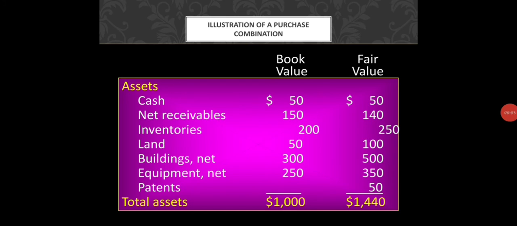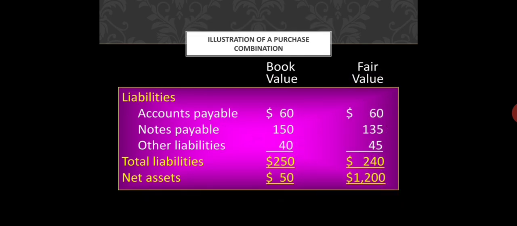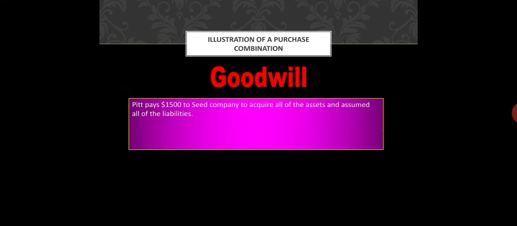Now here we have an example of a business combination. These are the recorded assets and liabilities of Seed Company. As you can see, there are two values, the fair value and the book value. The value that we will be recognizing is the fair value, of course. In acquiring the net assets of the entity, we must find the difference between the total assets and the total liabilities of the entity. Now, Pete pays $1,500 to Seed Company to acquire all of its assets and assume all of the liabilities.